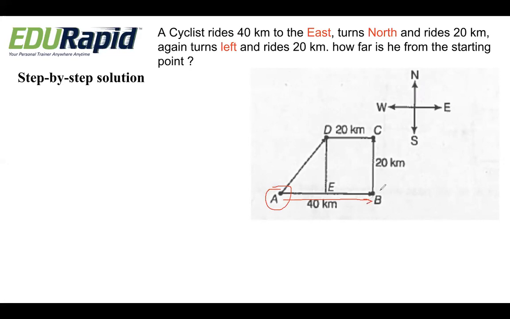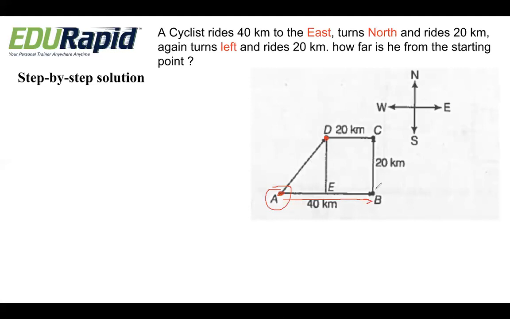From there, he turns north. From east, turning north is going up. So he goes up towards north for 20 kilometers. And again turns left. From this point, if you turn left, you are going west. Only 20 kilometers. So now they are asking, how far is he from the starting point? Then you need to find the distance between this point and this point. How will you find out? You cannot, right? Because it is a slant. And here it is a straight line.